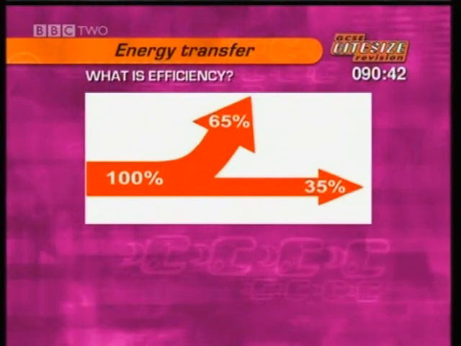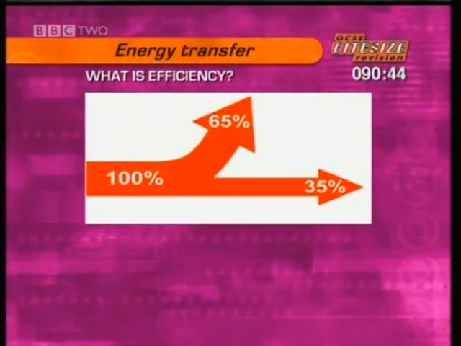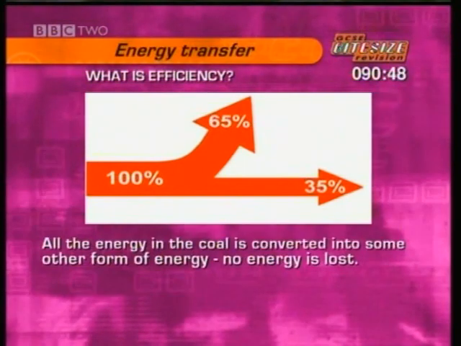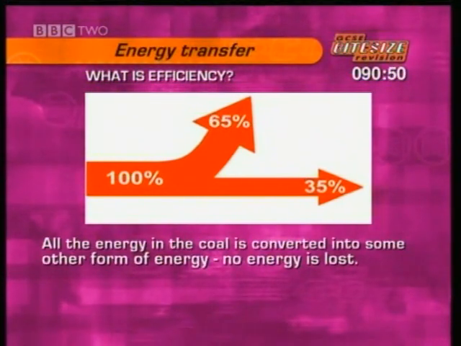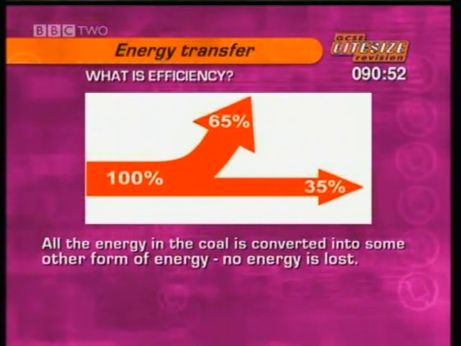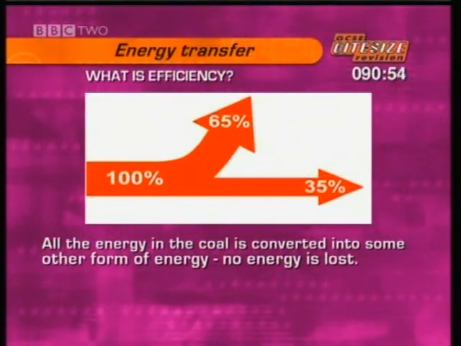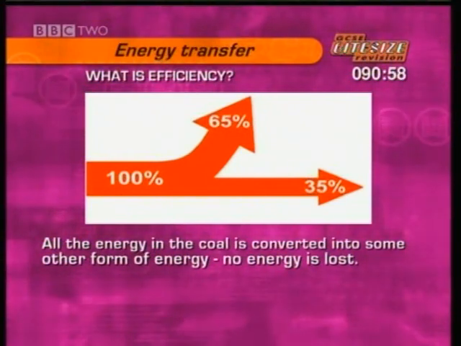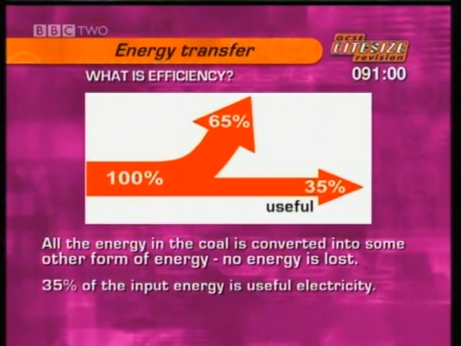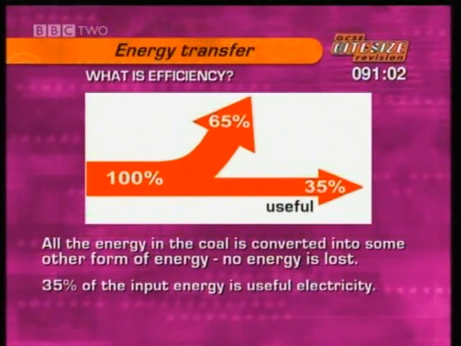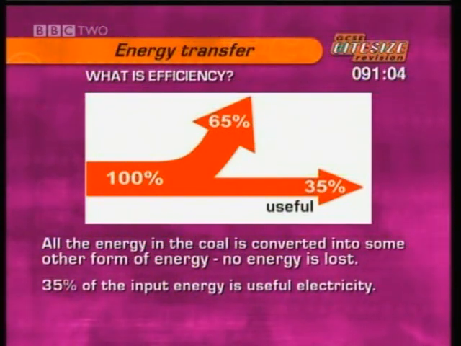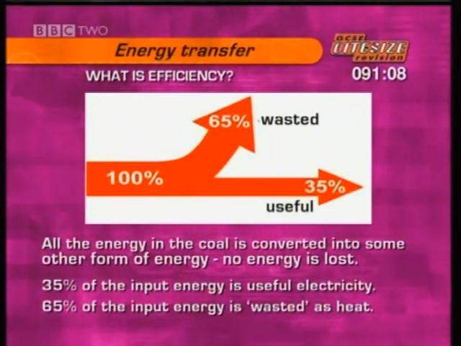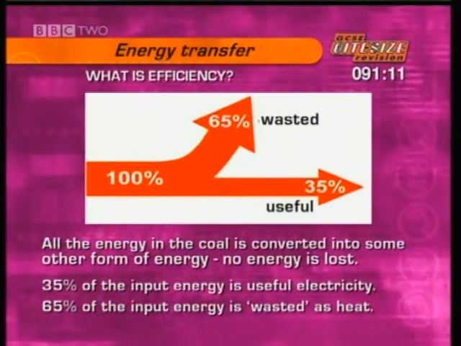The clip said that Drax was 35% efficient. What does that mean? All the energy stored in the coal is converted into some other form of energy. No energy is lost. It's just that by the time the coal has been burned, the water heated, the turbines and generators turned, only 35% of the original energy is transferred to the consumer as useful electricity. 65% is wasted as heat that goes into the surroundings.